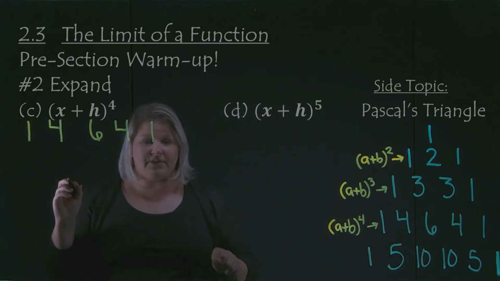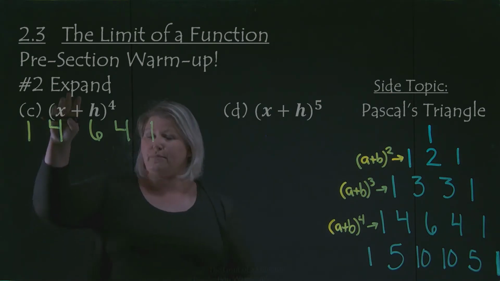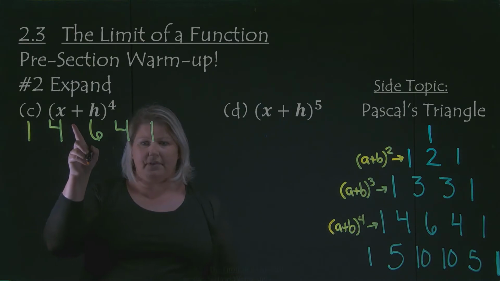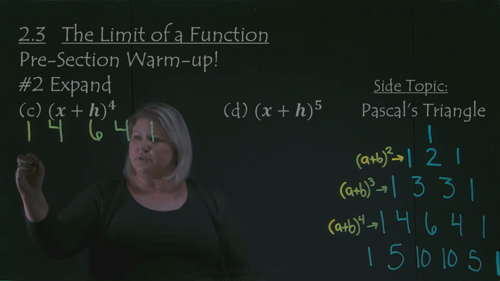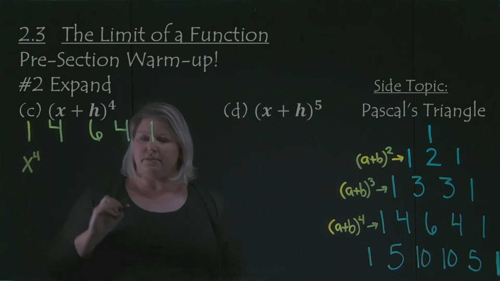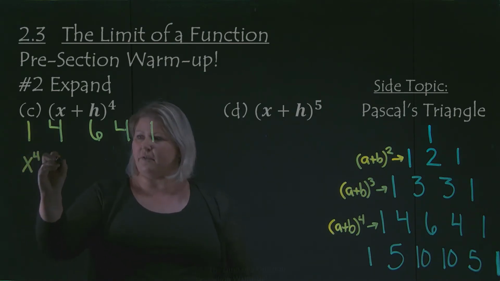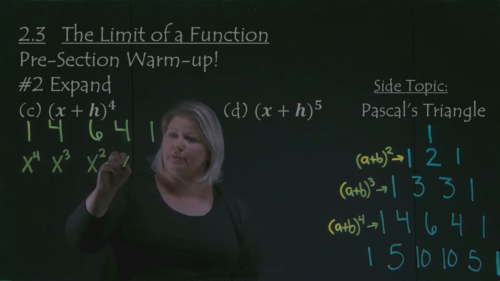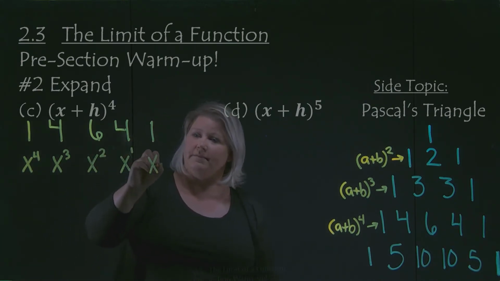Now what I'm going to do is look at what I'm raising to the power. So in my binomial, I'm starting off with the x. Since that's the first one, it's going to start big. So the power is 4. X to the 4. X to the 3. X to the 2. X to the 1. X to the 0.